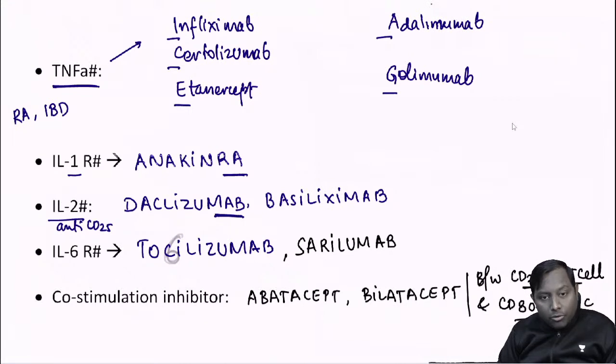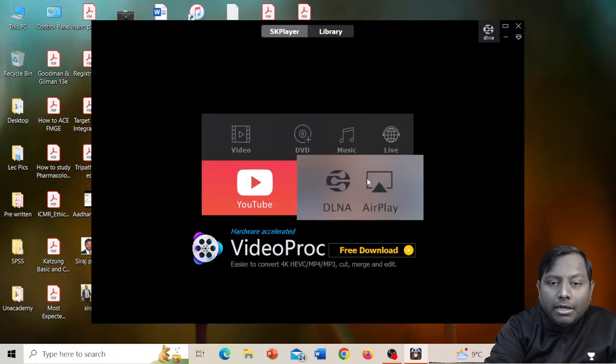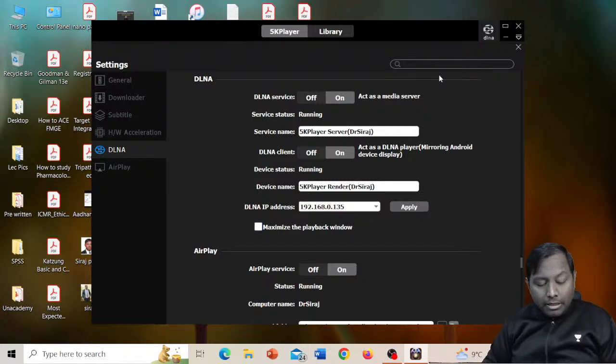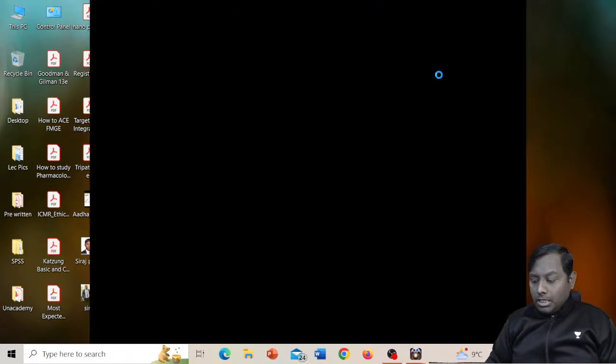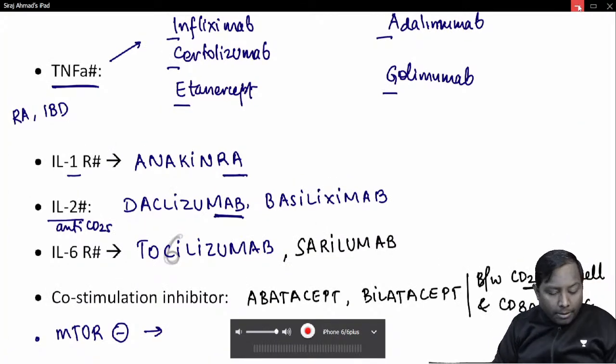They are also immunomodulatory agents, mainly utilized in conditions like post-renal transplant and rheumatoid arthritis. 28 and 80. Abatacept and belatacept. I hope all of you can remember this. Very, very easy. Okay. Now, do you know there is something called the mTOR inhibitor, mammalian target of rapamycin? Expect this question. Which one will be the mTOR inhibitor? Sirolimus, everolimus.